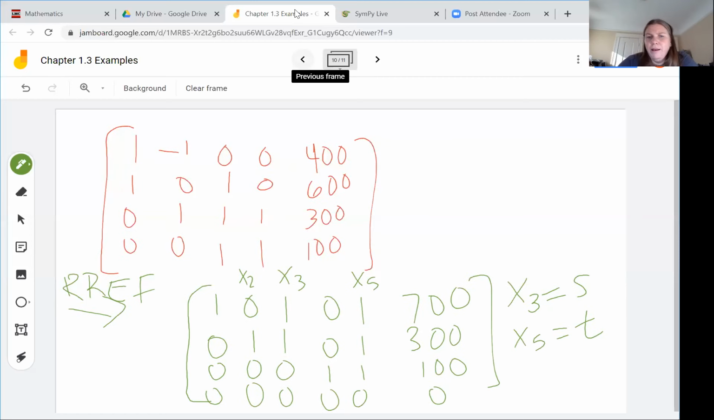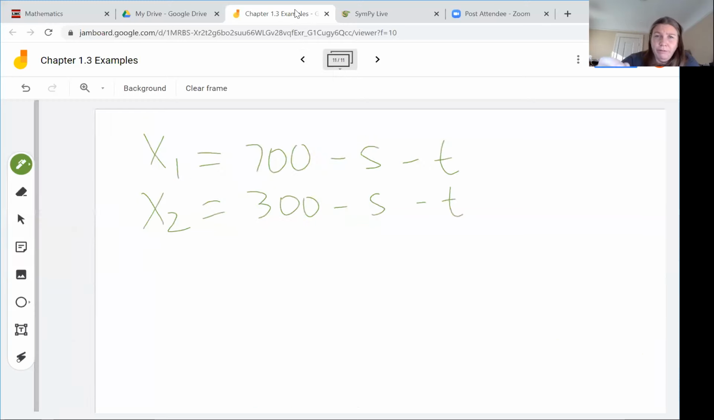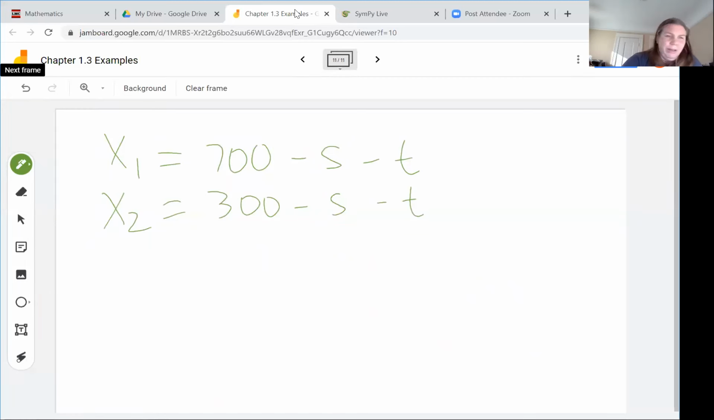And then x4 down here is going to be 100 minus x5, or 100 minus t. You can see, because we just had 3 rows here with solutions, that's why we ended up with 2 free variables, because we had some extra variables in here creating a dependent relationship.